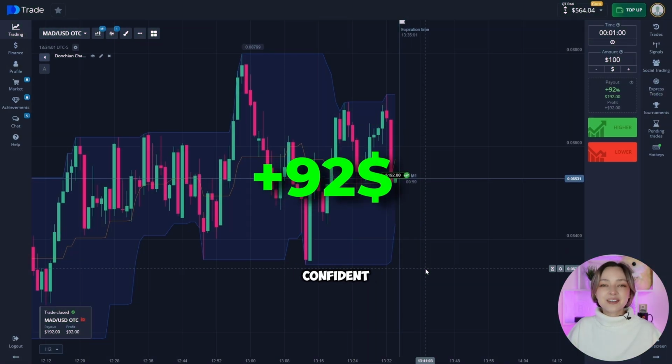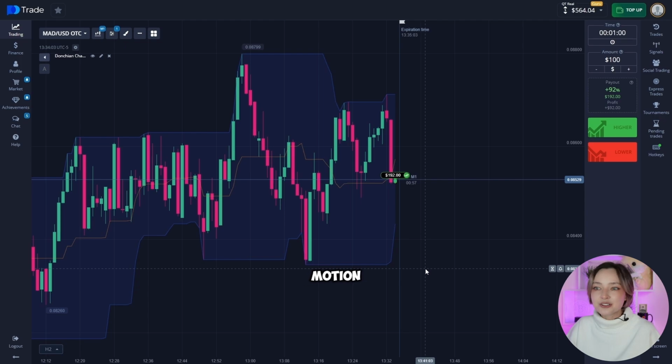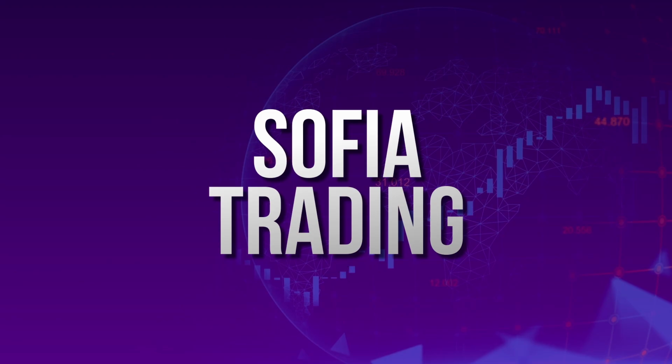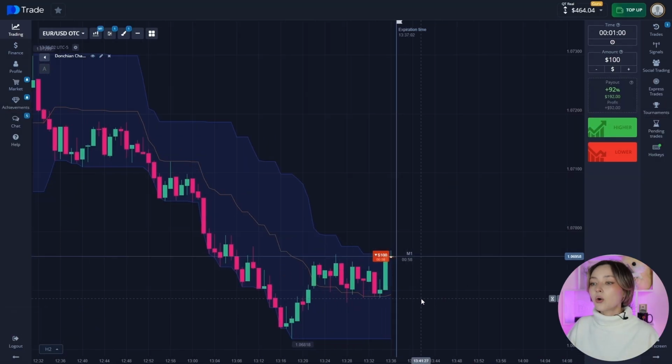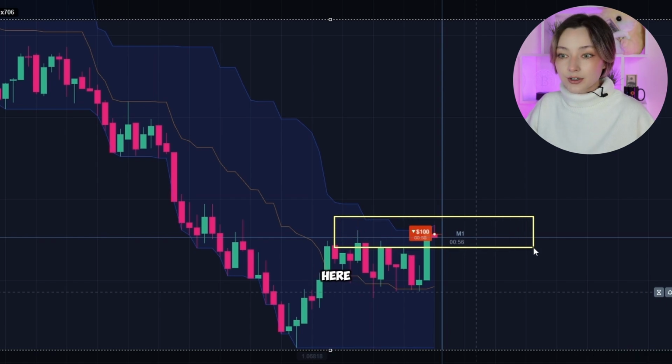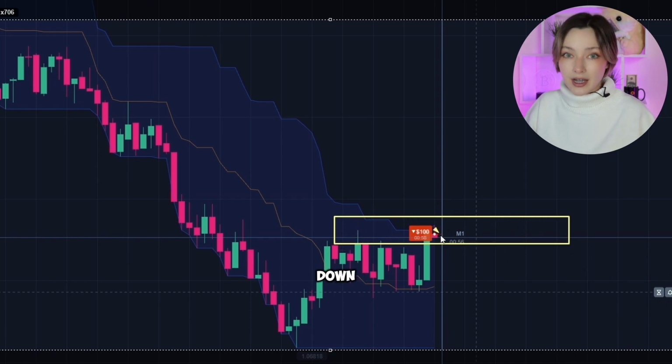We're getting a confident profit. Just look at this amazing motion, guys. Moving on. Making a deal downwards, we can see this resistance level right here. I'm waiting for the price to go down from this level.